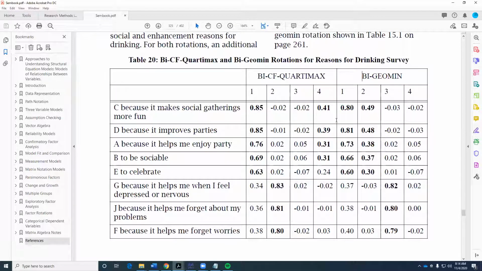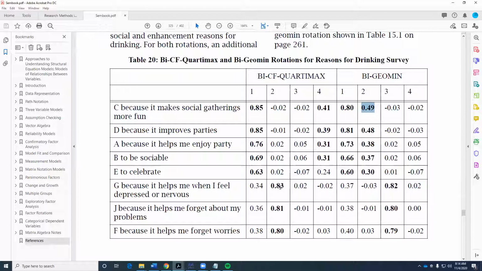Now, in the context of rotating, sometimes this second factor is going to be the fourth factor. So in this case, under BF Quartimax, I got a 0.41 on the fourth factor, and I got a 0.49 on the second factor with bifactor Geomin. So the labels might switch a little bit, and you have to look at what the numbers are.